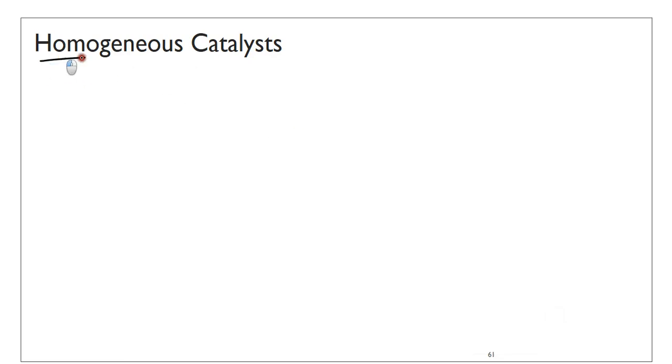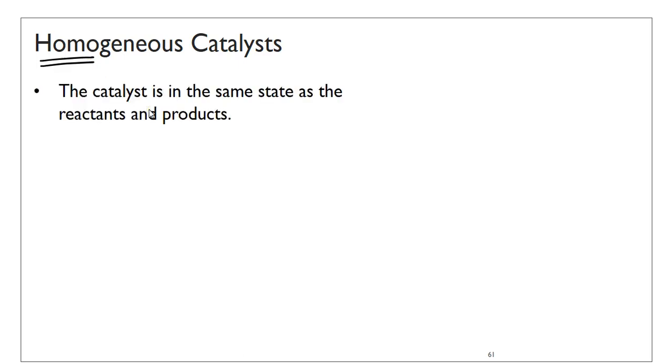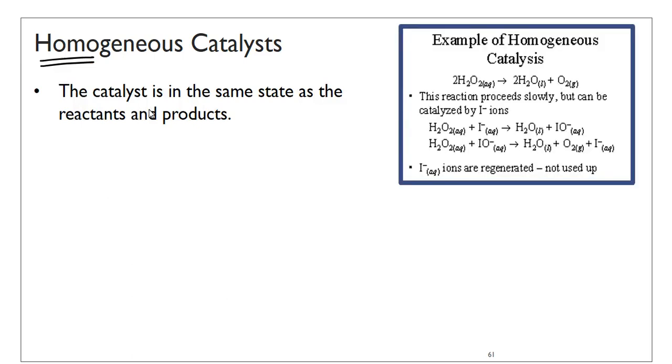So the prefix homo just means same. So homogeneous catalysts are catalysts that have the same state as the reactants and products. So I have an example here. You by no means need to remember this example. But let's say if you look at this, the reactant is hydrogen peroxide, aqueous, and this reaction can use iodide ion as the catalyst, which is also aqueous. So this is a homogeneous catalyst.